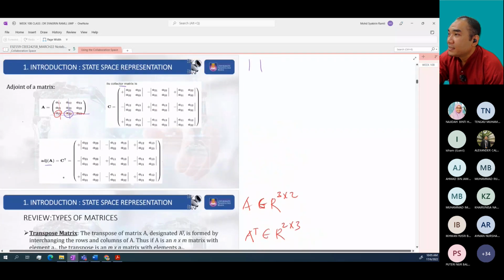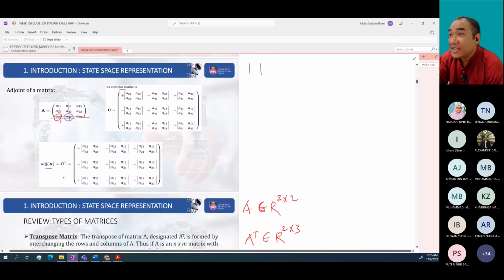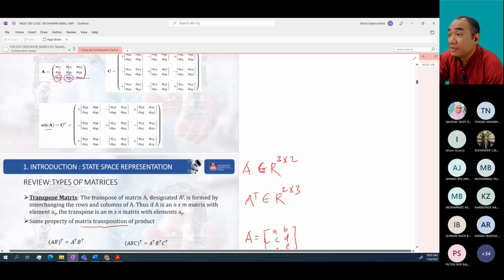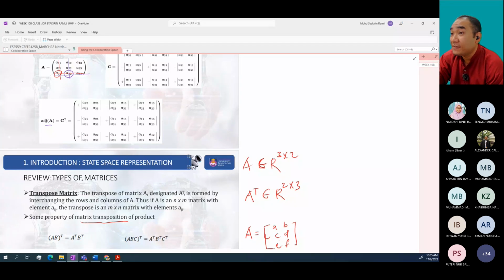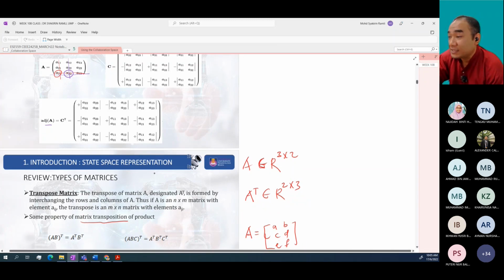Okay, ini kan. So you must be able to get the adjoint of the matrix A. So once you get the adjoint of the matrix A, you must know how to obtain the determinant of the matrix A. Because once we have these two pieces of information, the adjoint of the matrix A as well as the determinant of the matrix A, then we can compute the inverse of the matrix A. Tahu adjoint, tahu dia punya determinant, and then kita boleh kira dia punya inverse of the matrix.